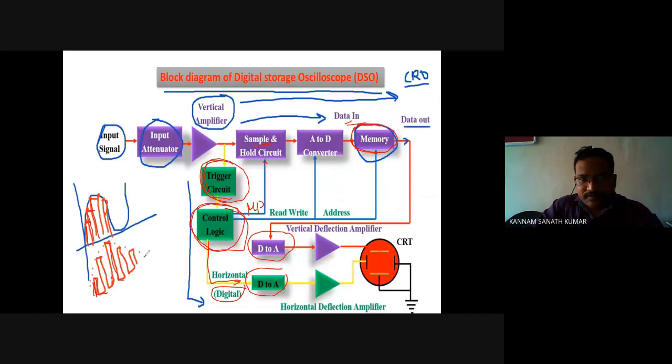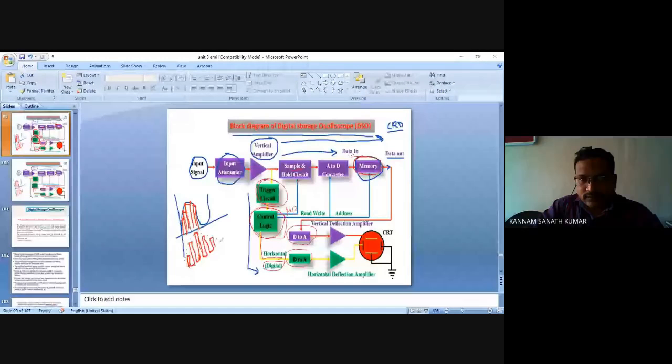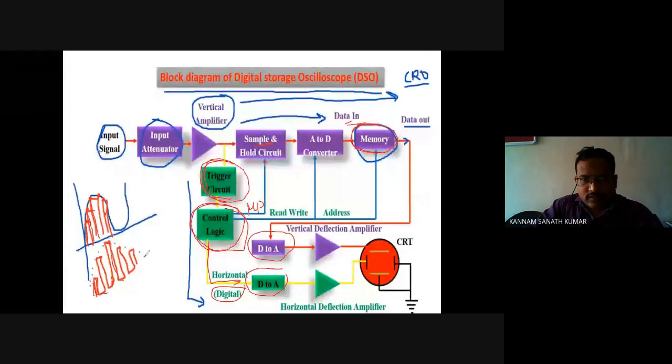Okay. So it is given to the vertical amplifier. Through the vertical amplifier, it is given to the vertical deflection plate as well as the horizontal deflection plate.